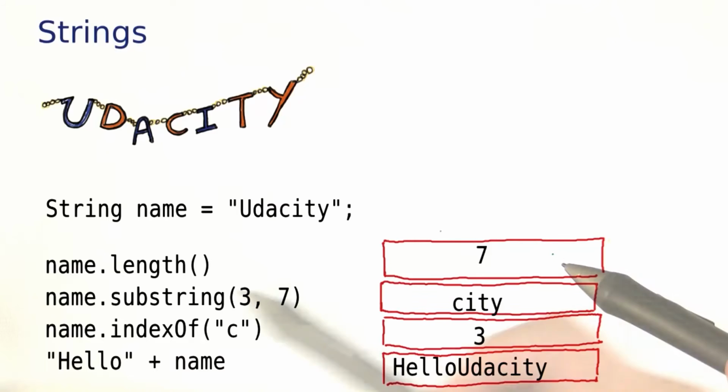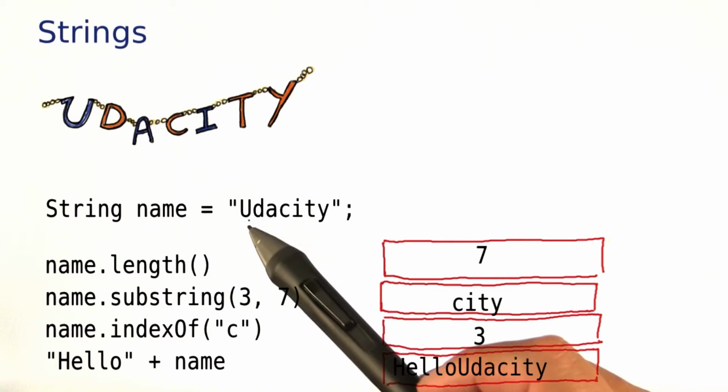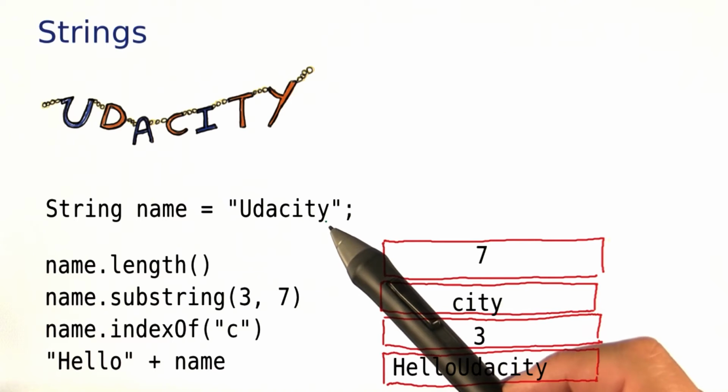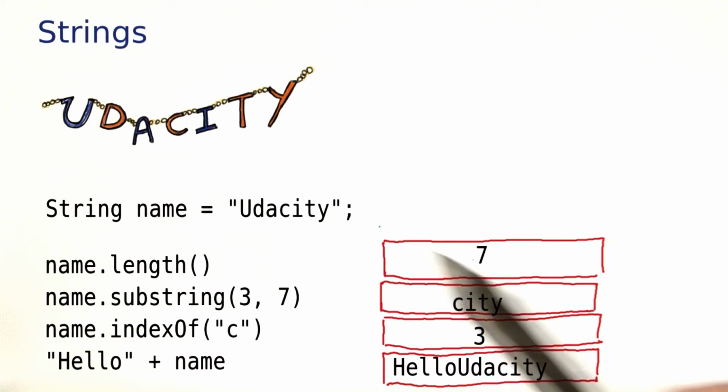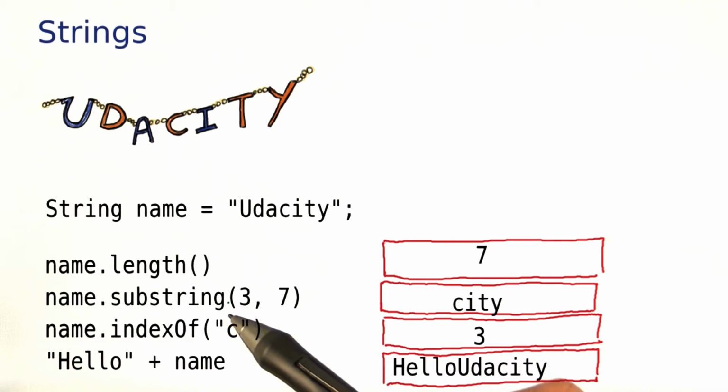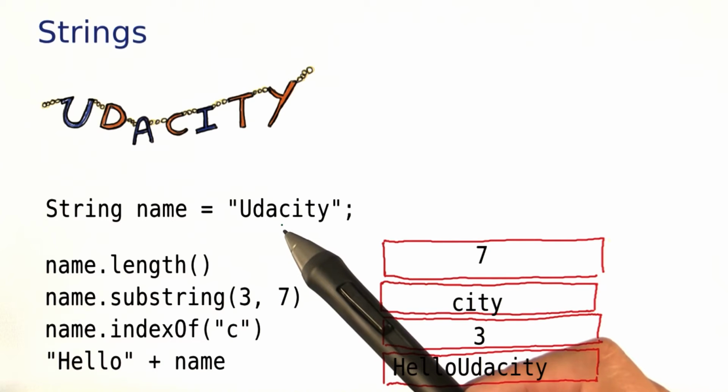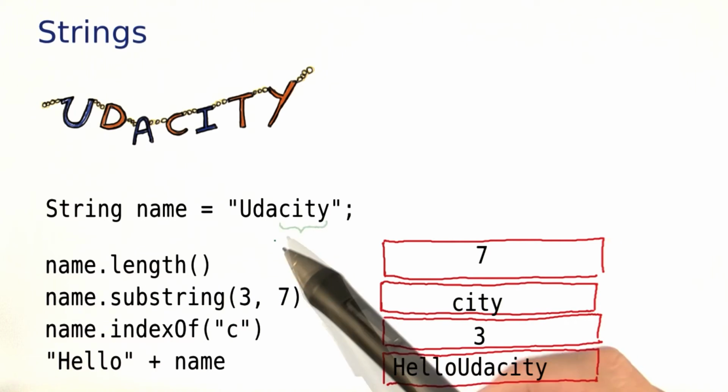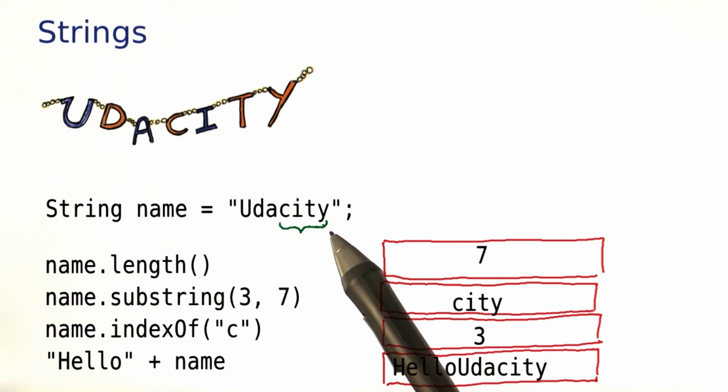Here are the answers that I got. The length method returns the number of individual characters in the string. There were 7. The substring method extracts a substring that sits inside the bigger string. In our case, it extracted this string.